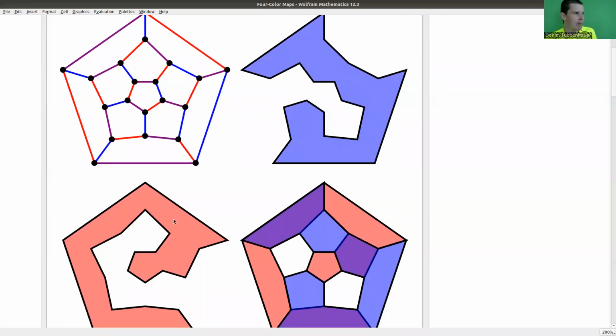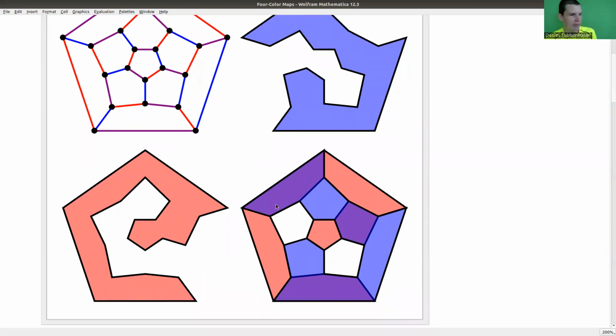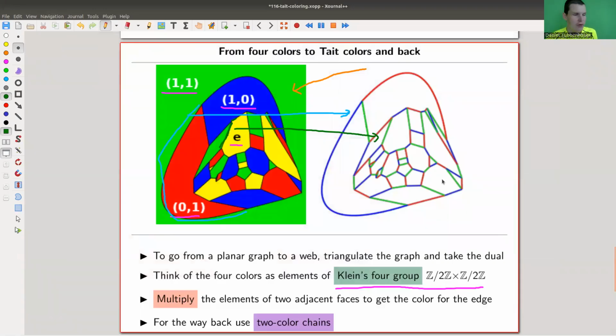I can do the same with this one here, which ignores blue. So this is purple, red, purple, red, purple, red. And it will cut out the purple-red part. And you just do that for all three possibilities, and you have a legit four coloring of the web. And that's pretty cool. So you look at those two-color chains, and they conversely give you a four coloring of the web.